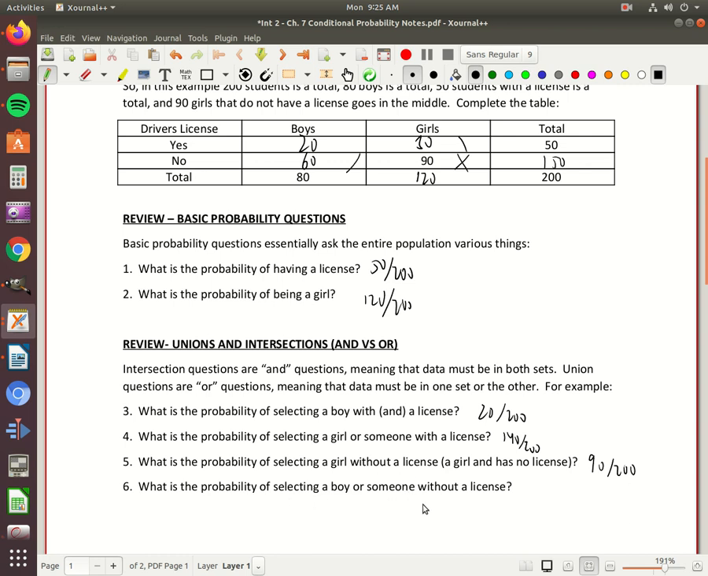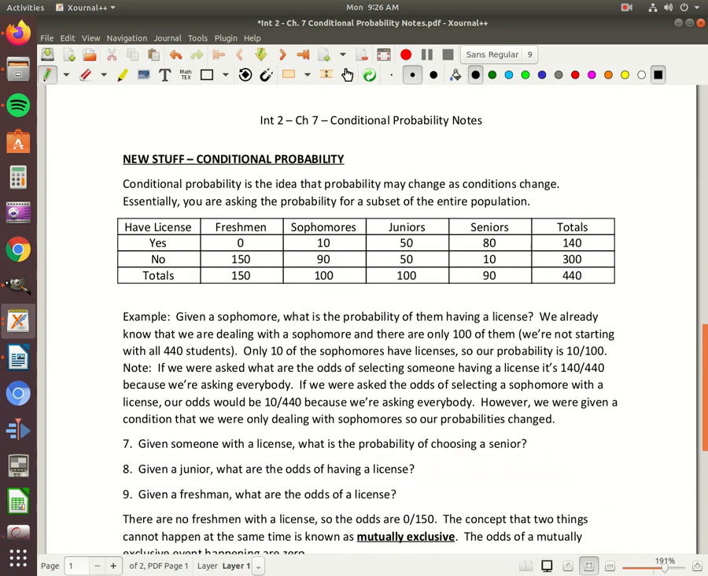And then what's the probability of selecting a boy or someone without a license? So we will say a boy or someone without a license. And again, I can say 20 plus 60 plus 90 is 170. Or I could say 80 plus 150 is 230 minus 60 because I counted this twice, and I get 170 again. All right, so on to the new stuff.